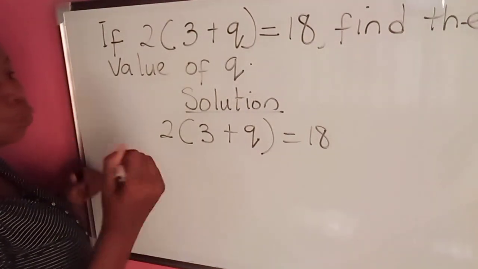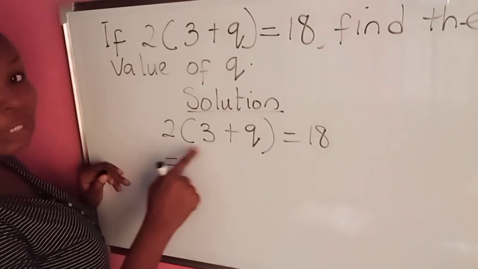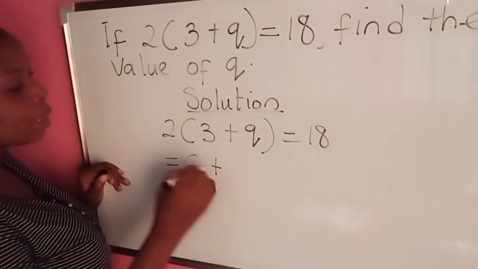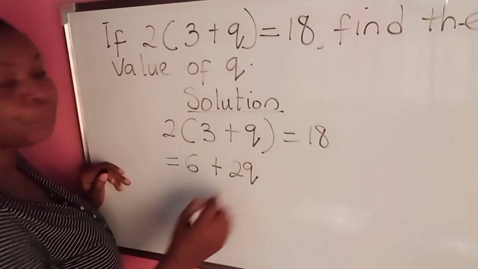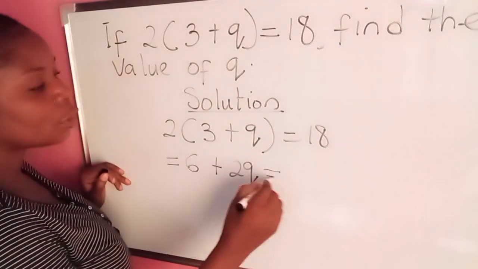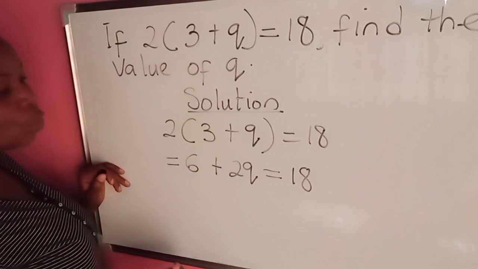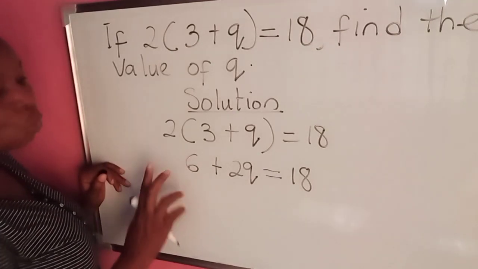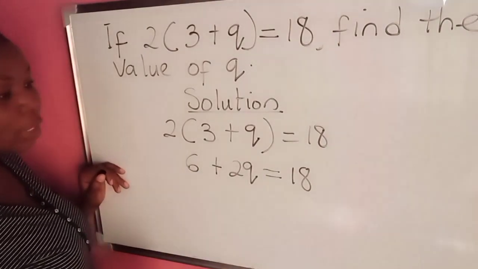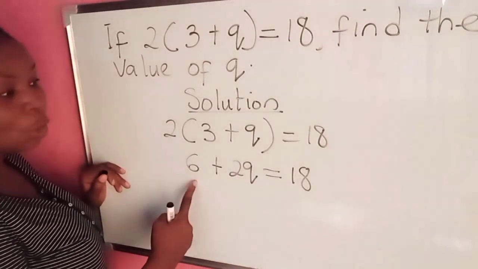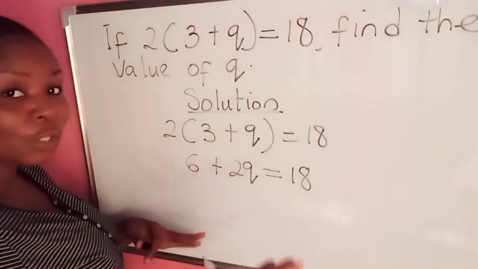So we have 2 times 3 is 6 plus 2 times q is 2q, which is still equal to 18. The next thing we do is, sorry, let me remove this equal to because you cannot have two equality signs in one equation. So the next thing we do is collect like terms. This is a whole number, this is a whole number. So we'll make them to be on the same side of the equality sign.